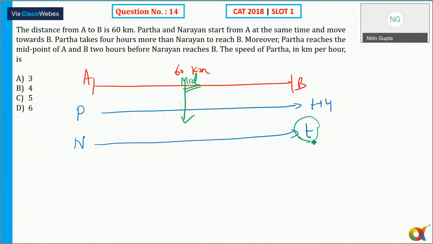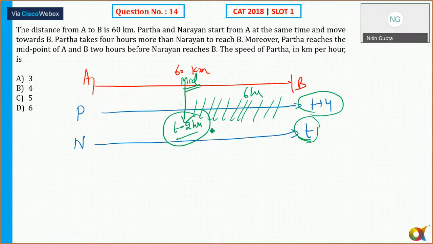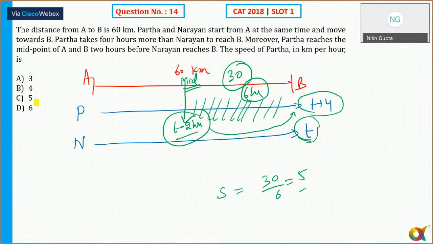So can you say Partha reaches the midpoint in T minus 2 hours? 2 hours before that, so T minus 2 hours. It means Partha at the midpoint has taken T minus 2 hours, and to reach B, it is taking T plus 4 hours. So to travel half the distance, can you say Partha has taken a total of 6 hours? The gap between T minus 2 and T plus 4. So Partha is taking 6 hours, and to the midpoint, this distance is equal to 30. So Partha can travel 30 in 6 hours. So what is the speed of Partha? That's 30 by 6 equal to 5. So the answer is option C, which is 5.